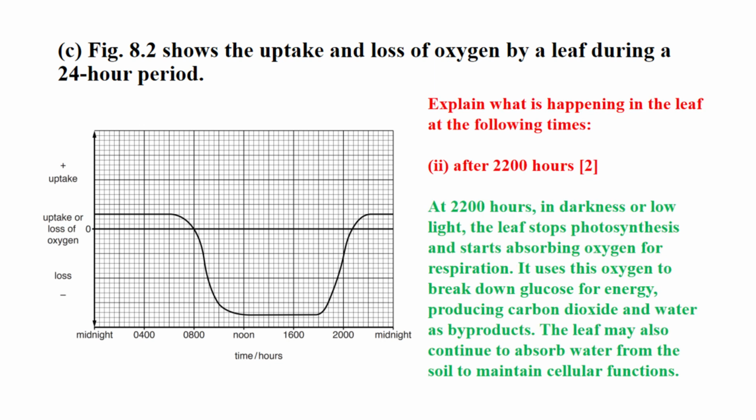In Part C, Part 2, explain what is happening in the leaf after 2200 hours. At 2200 hours, in darkness or low light, the leaf stops photosynthesis and starts absorbing oxygen for respiration. It uses this oxygen to break down glucose for energy, producing carbon dioxide and water as byproducts. The leaf may also continue to absorb water from the soil to maintain cellular functions.